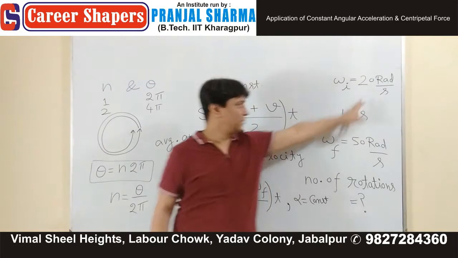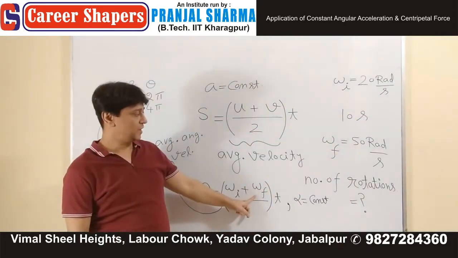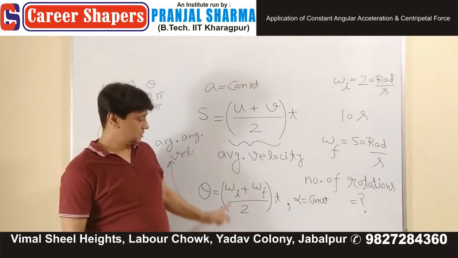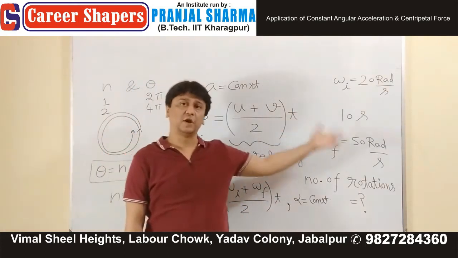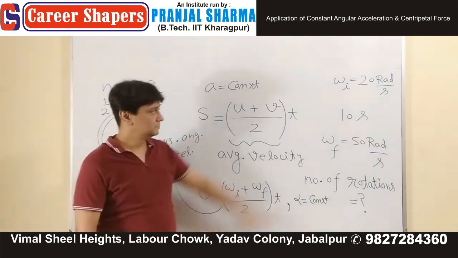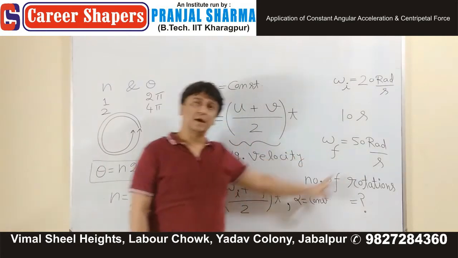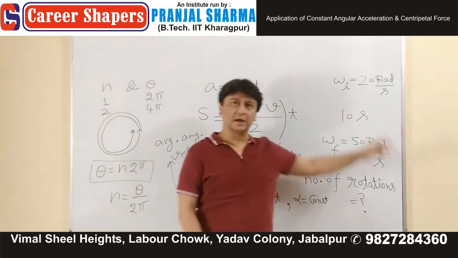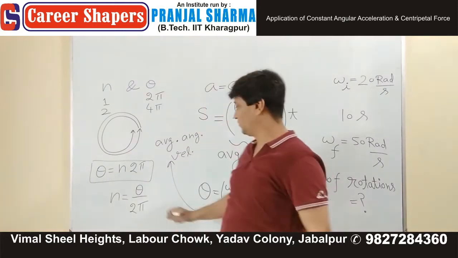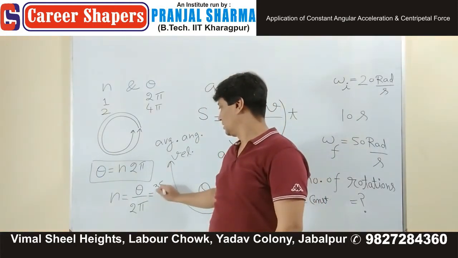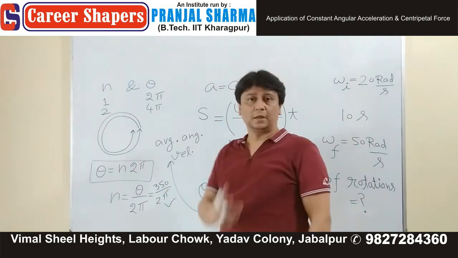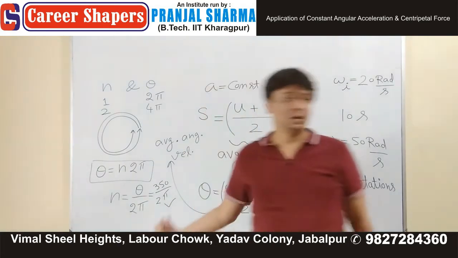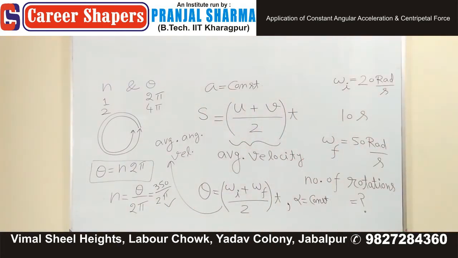What is omega initial? 20. Omega final 50. 20 plus 50, 70 by 2, 35 into t, 10. So your theta is coming 350, divided by 2 pi, and that's your answer. Note down this. And if you understand the whole thing, then write down yes in the comment box.